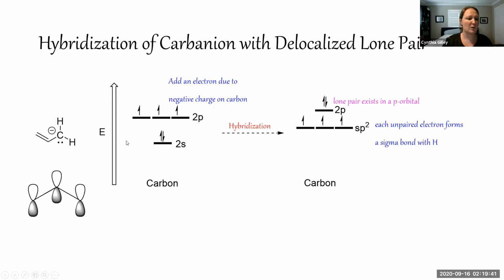So we can have a lone pair on carbon. It can go into a p orbital or it can go into a hybridized orbital. If it goes into a hybridized orbital, it's localized on that carbon. That's not as stable as being delocalized. In order to be delocalized, it needs to be in a 2p orbital. It needs to be in a p orbital that overlaps with neighboring p orbitals.